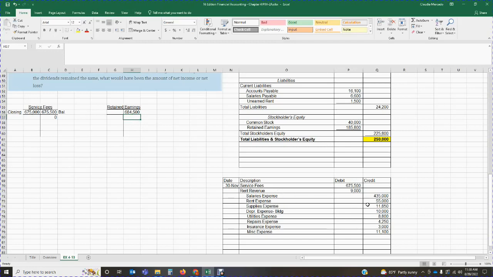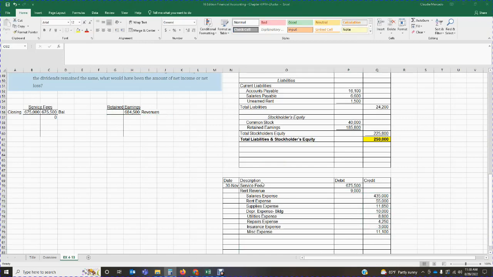Now for my expenses, my normal balance of my expense accounts are debits. I'm closing them out by crediting them. So the expense accounts are going to be credited. So that means I need to debit my retained earnings. This is for my revenues. That means I would need to debit my retained earnings for the total of my expenses.